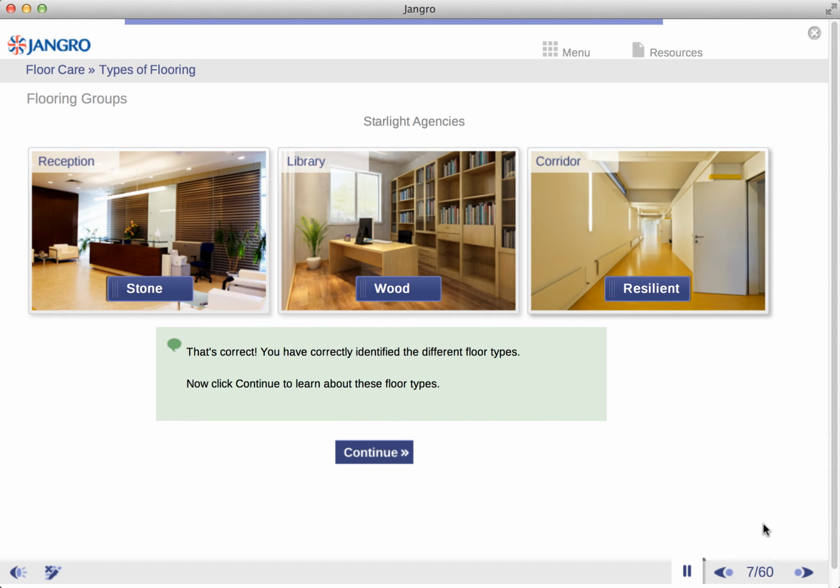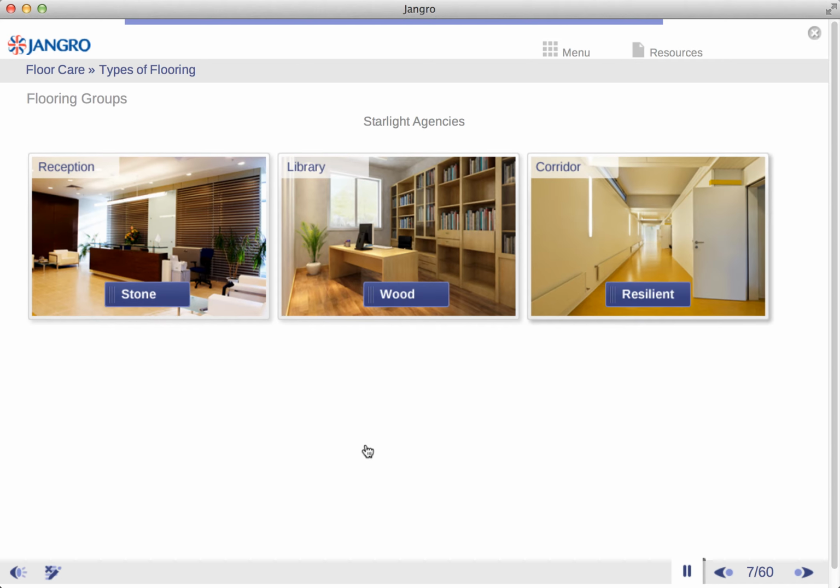That's correct. You have correctly identified the different floor types. Now click Continue to learn about these floor types. The type of floor being considered will directly influence the suitability of certain treatments and rule out others. Click each type to learn more about it.